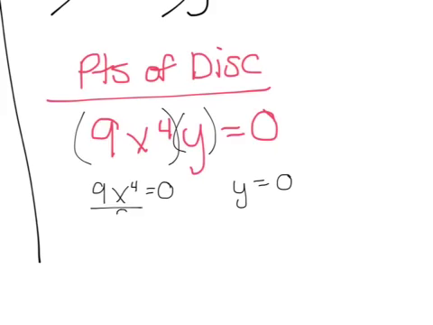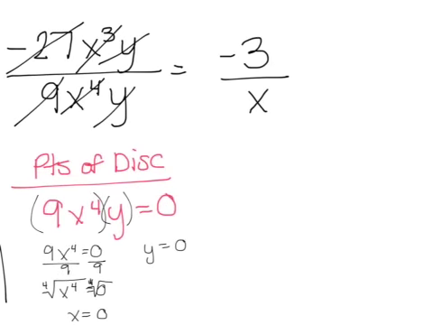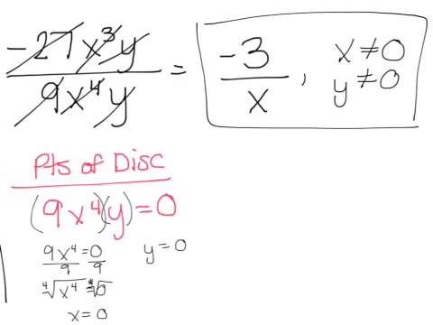So let's divide by 9. What's 0 divided by 9? 0. Then we have x to the 4th, so how do we get rid of the 4th? Take the 4th root. What's the 4th root of 0? 0. So x equals 0. So what are our restrictions? X can equal 0 and y can equal 0. You would need both of them.